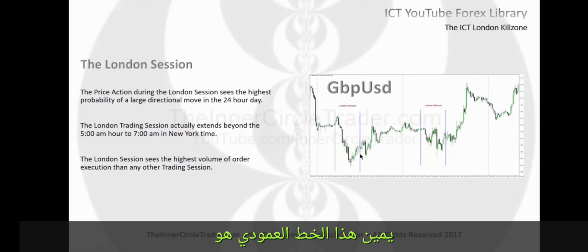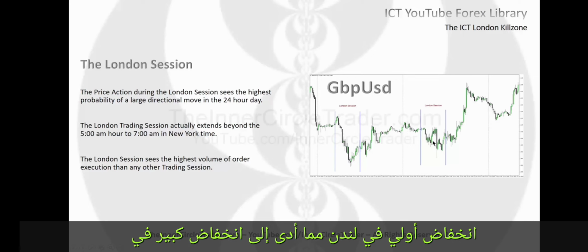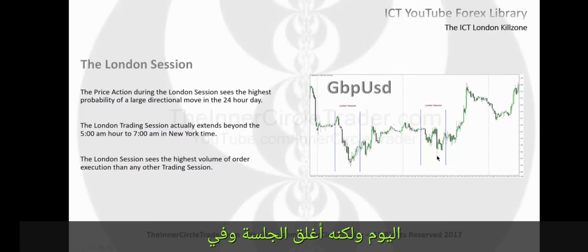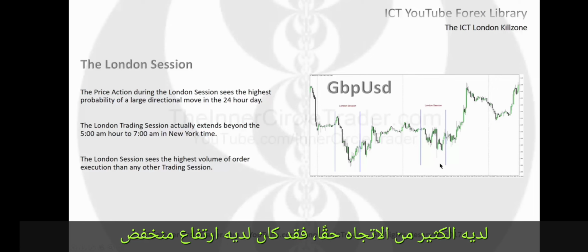Okay, to the right of this vertical line is the New York session. You can see it did have a little bit of reversal, but it went consolidated and basically traded in the middle of the overall range and did a close. The very next day, we had an initial drop down in London, creating the low of the day, but it closed the session right in the middle, so it didn't really have much of a trend.